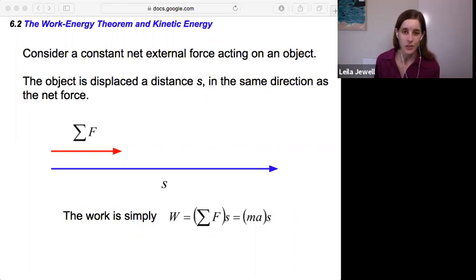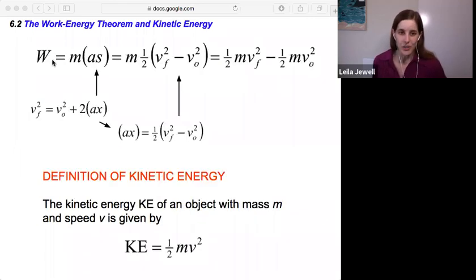So let's take a closer look. Work is equal to mass times acceleration times displacement. If we remember that acceleration times displacement, we saw that with a times x in the equation of kinematics, for the final velocity squared is equal to the initial velocity squared plus 2 times the acceleration times the displacement. This is the same thing, right? Instead of x, we are now using s, but it is an equivalent calculation.